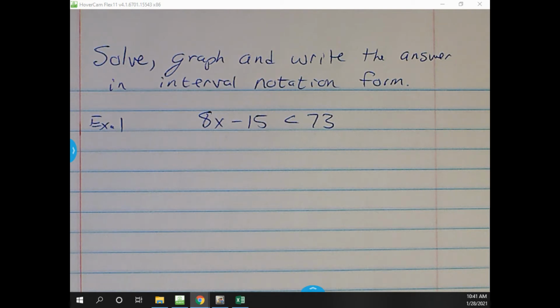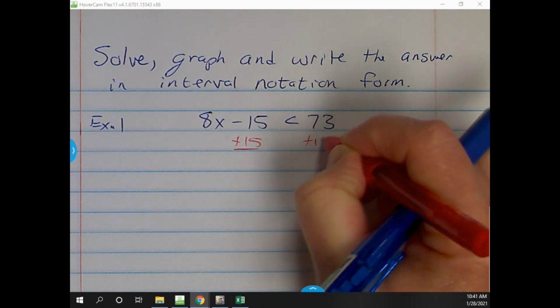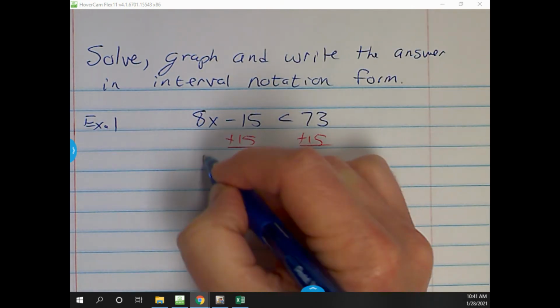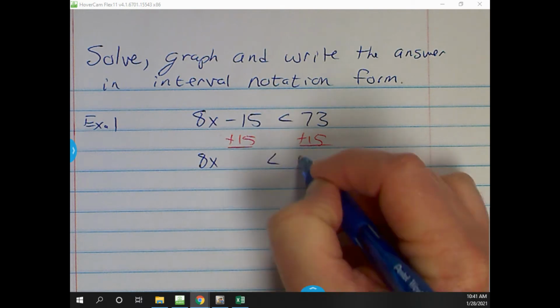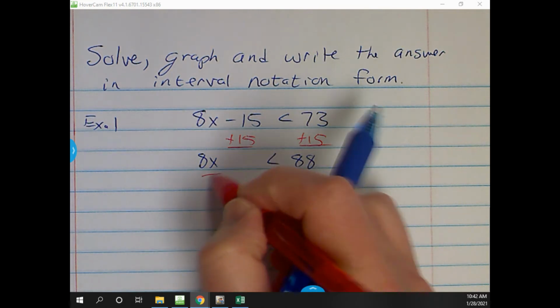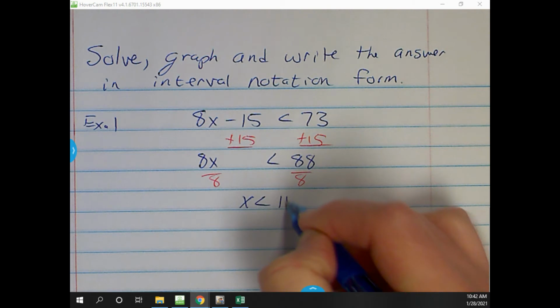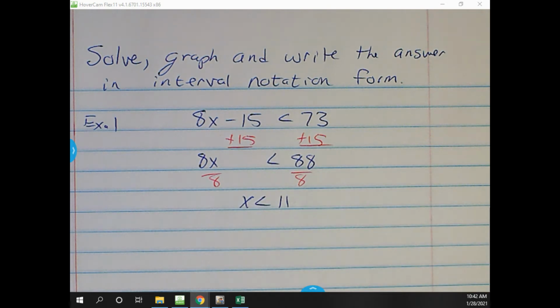Whether it's an equation or an inequality doesn't matter. You still solve it the same way. It's 8x minus 15, so we'll still add 15 to both sides. You get down to 8x less than 88. And then one last step, we'll divide both sides by 8. So x less than 11.